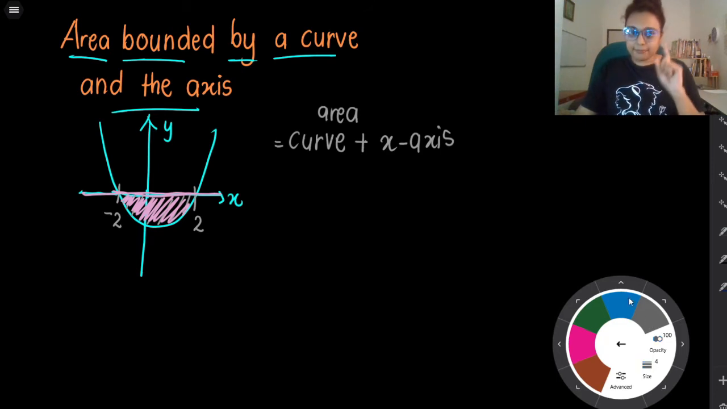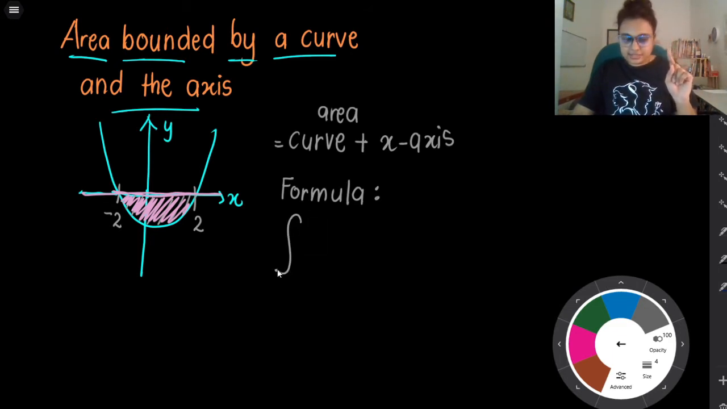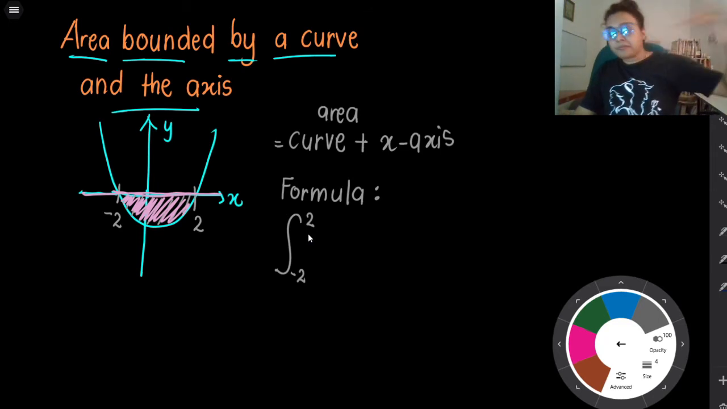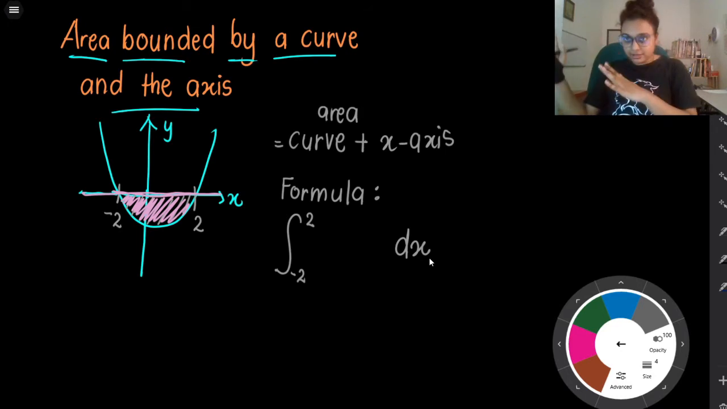First step, the formula. Let's go into the formula. The first step, when you want to find area for the curve and the x-axis, put the integral sign. Then you need to put the limits. The area that you are finding is from which point to which point. So in this case it's from -2 to 2. So put from -2 to 2. This is x-axis, isn't it? The area is at x-axis, so we put dx at the back.